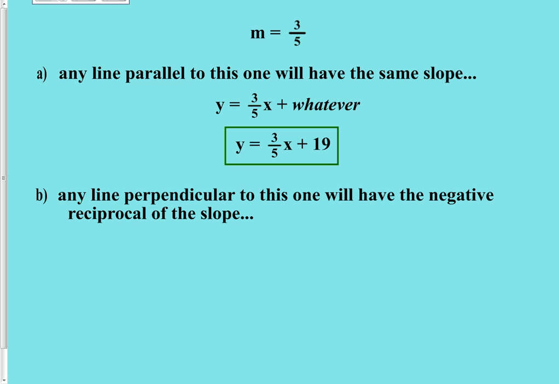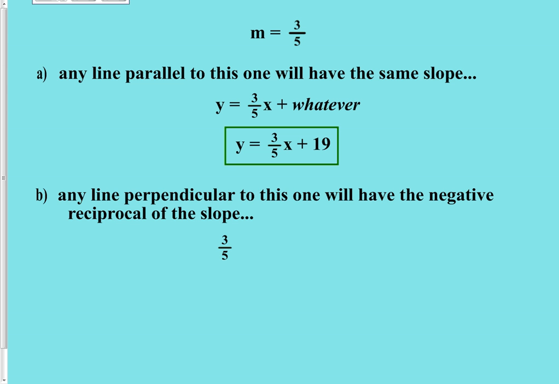Okay, the second half of the problem, what is the equation of any line perpendicular to this one? Okay, well, to be perpendicular to this line, you must have negative reciprocal slopes. So we need to figure out what the negative reciprocal of 3/5 is.